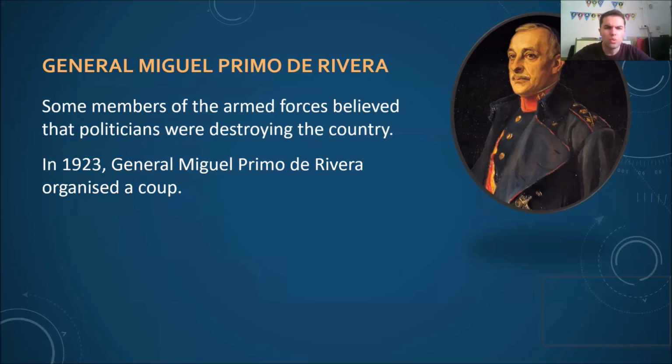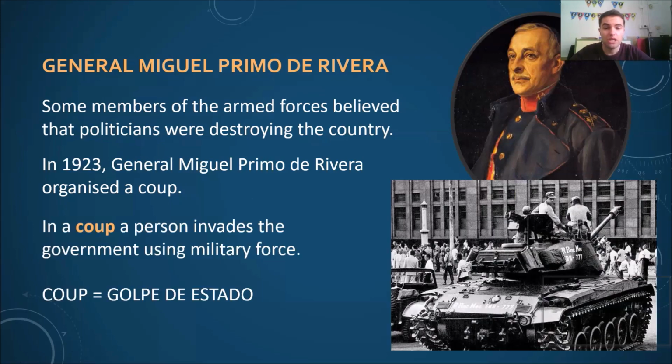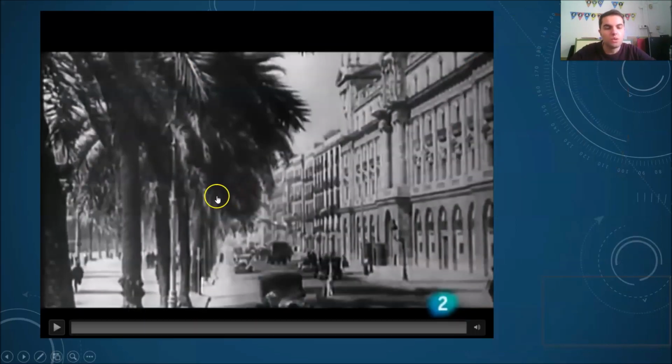What do you know about a coup? Do you know what a coup is? So, in a coup, a person invades the government using military force. A coup es a golpe de Estado. Un golpe de Estado es cuando una persona invade el país, el gobierno, y quiere gobernar pero de forma violenta, ¿vale? Toma el mando del gobierno pero de forma violenta, usando la fuerza militar, usando los militares, etc. Entonces no es una forma correcta de entrar a gobernar un país. So let's watch a video about this coup of Miguel Primo de Rivera.